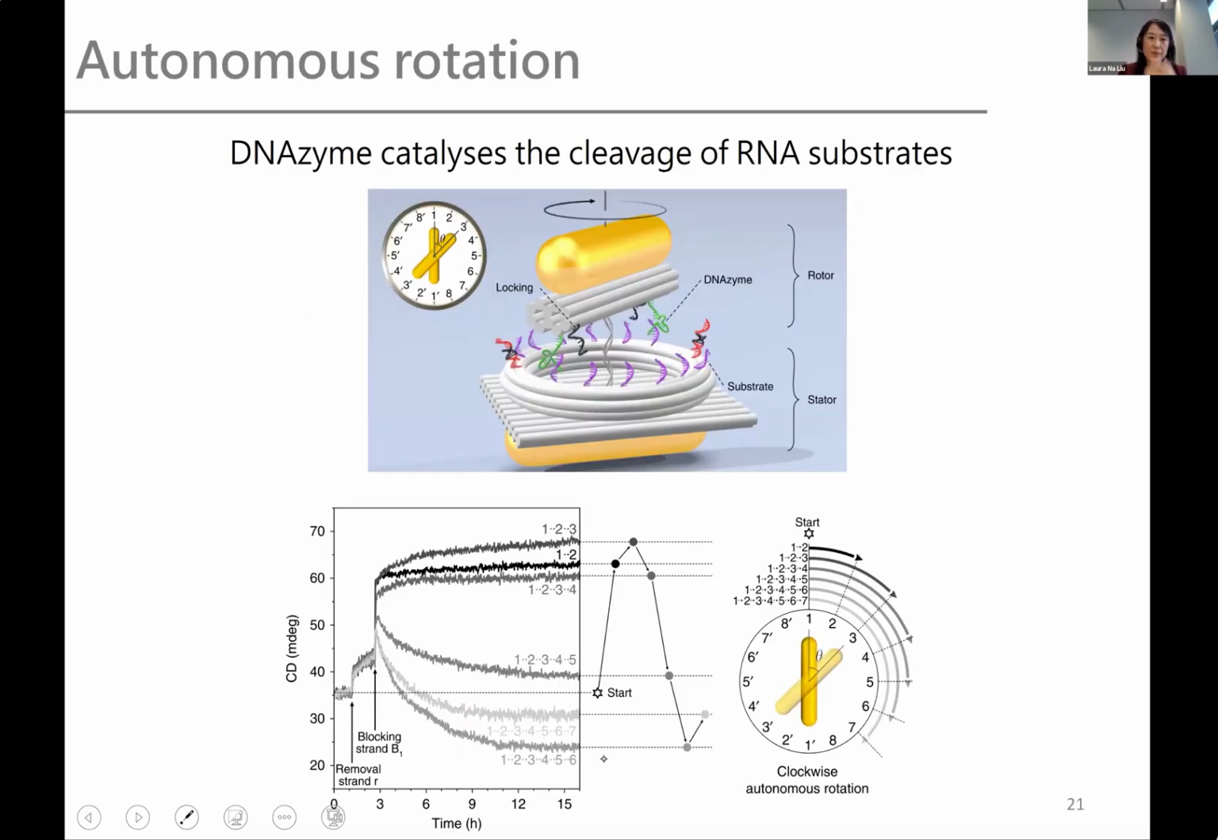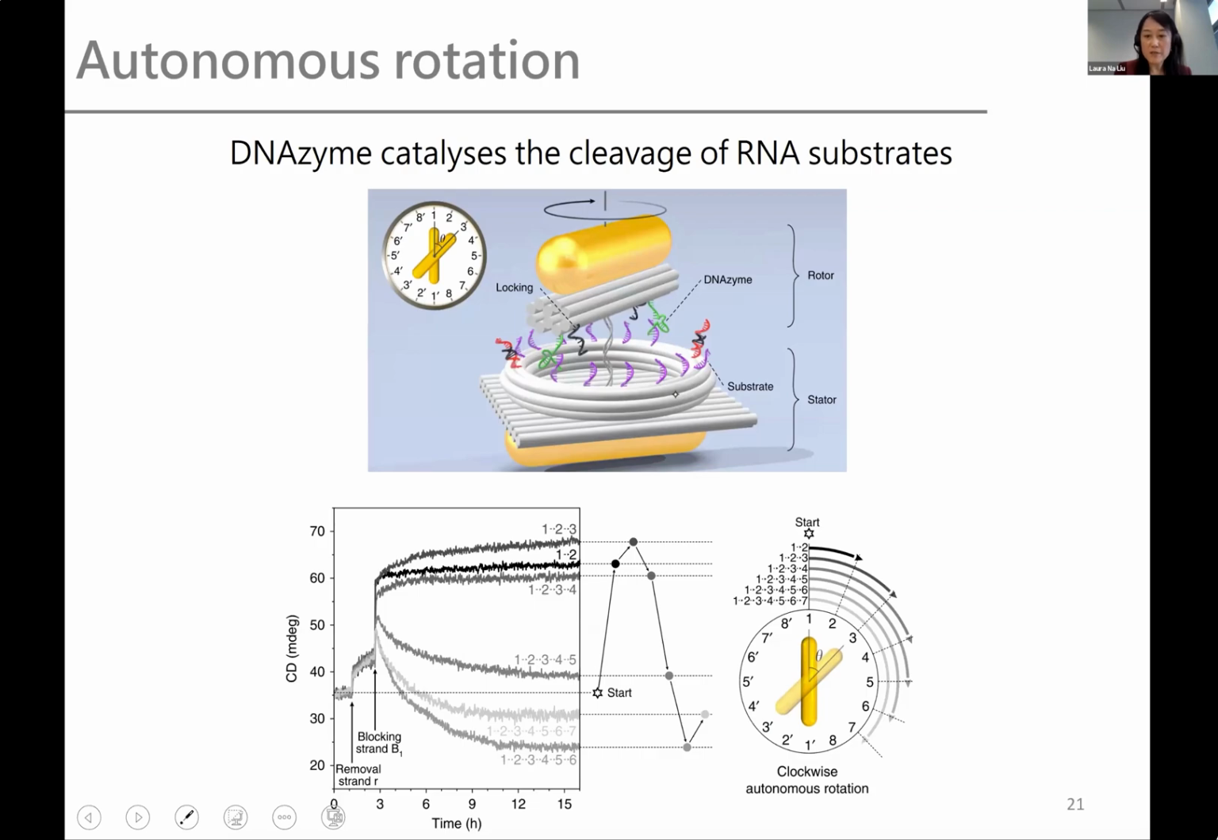We have also tried another exciting version, which is autonomous rotation. That means we don't need to input the DNA driving strands into the solution. Rather, we can let the system rotate autonomously. In this case, we have the foot, which is a DNA enzyme. Along the track, we have RNA substrates. The DNA enzyme can catalyze the cleavage of the RNA substrates in a very controlled fashion. In the end, we could also use CD spectroscopy to track such autonomous rotations, counterclockwise or clockwise. I'm not going to elaborate on this aspect.